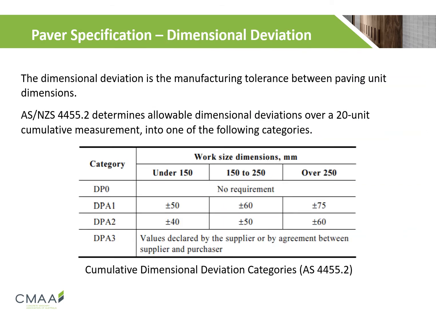The dimensional deviation is the manufacturing tolerance between paving unit dimensions. The dimensional deviation can be measured using a 20-unit cumulative measurement or by an individual unit measurement. The Australian New Zealand Standard 4455.2 categorises the allowable cumulative dimensional deviations into one of four categories: DP0, DPA1, DPA2, and DPA3. This is dependent upon the determined variation in work size dimensions.